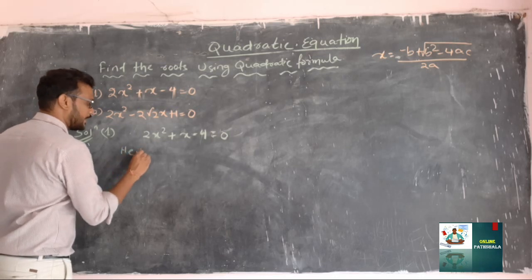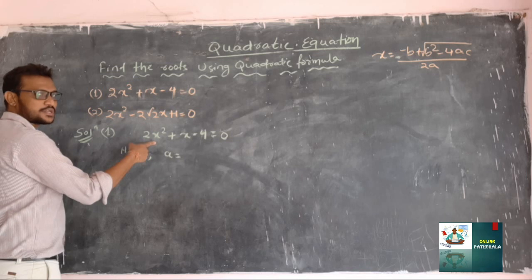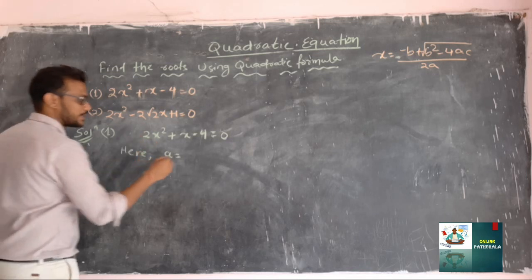We are going to write what is the value of a. a is always the coefficient of x², that is 2.